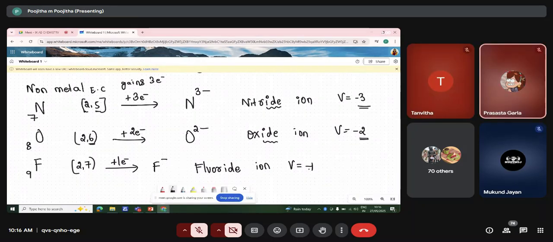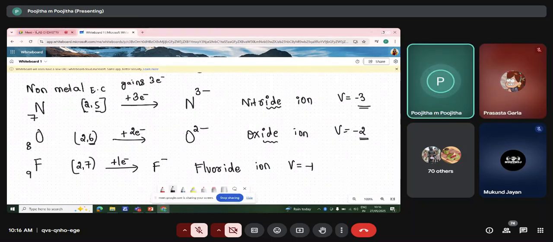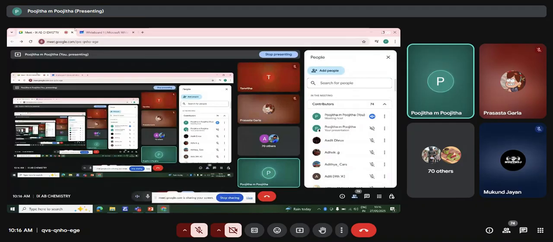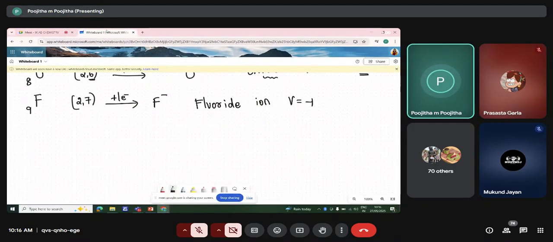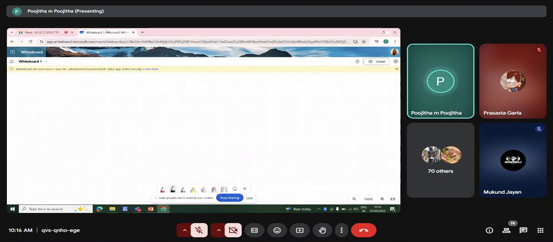Now let us discuss the first 20 elements with their valency. You can write in your book whatever we are writing now, you can note it down. Please write, I'll check it during the regular class.